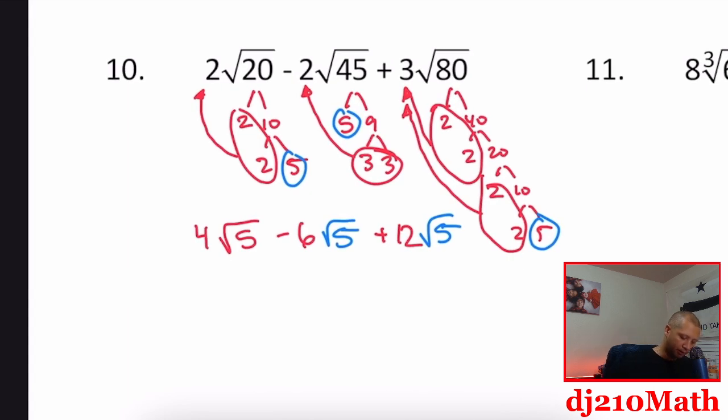So we're just combining like terms. So this is 4 minus 6 plus 2. So 4 minus 6, negative 2. Negative 2 plus 12 is 10. 10 root 5.